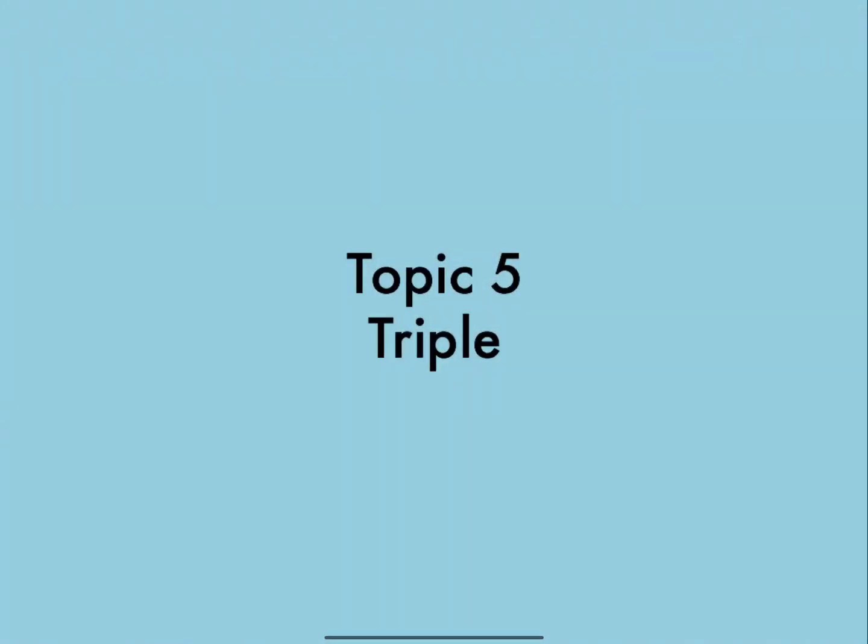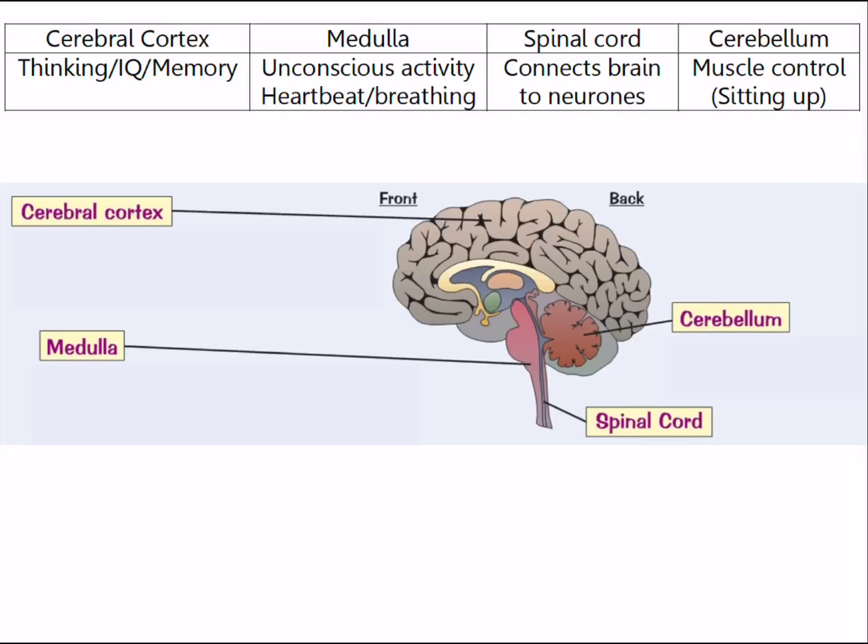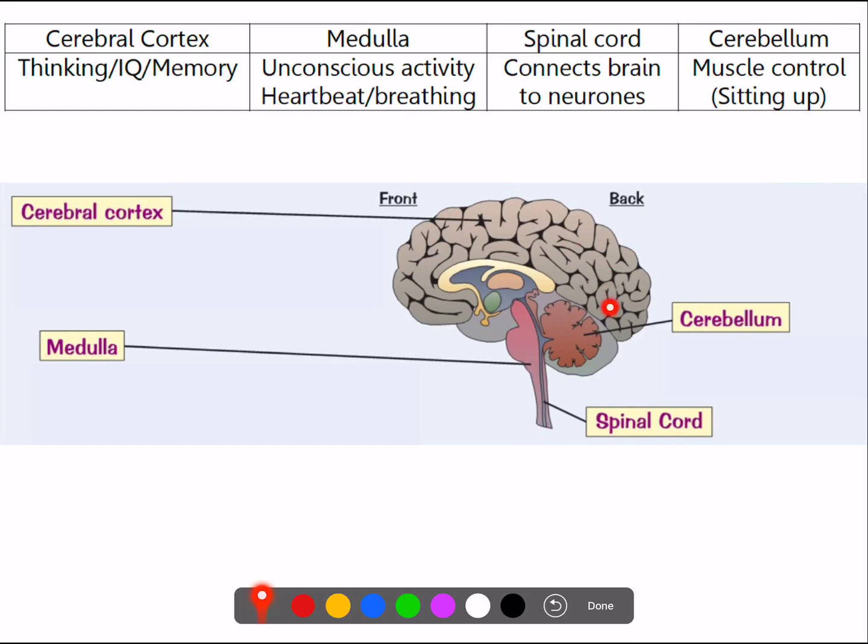Okay, so topic 5. Now this is the only the triple content stuff. So in the brain, you have 4 main parts. The cerebral cortex, which is this area, responsible for thinking, conscious activity, IQ, and memory. Medulla, which is this area over here, unconscious activity such as heartbeat and breathing. The spinal cord connects the brain to the rest of the central nervous system and to neurons. And of course, you've got the cerebellum, which is this area over here, responsible for muscle control and sitting up.